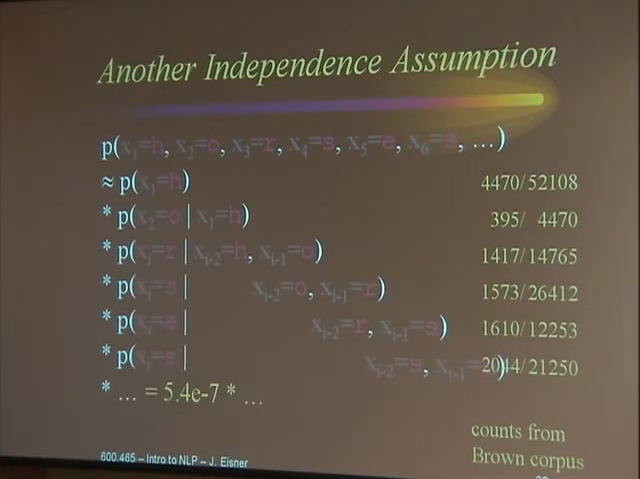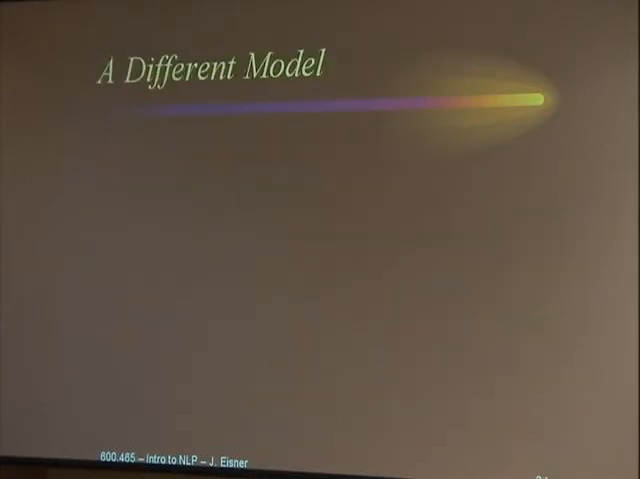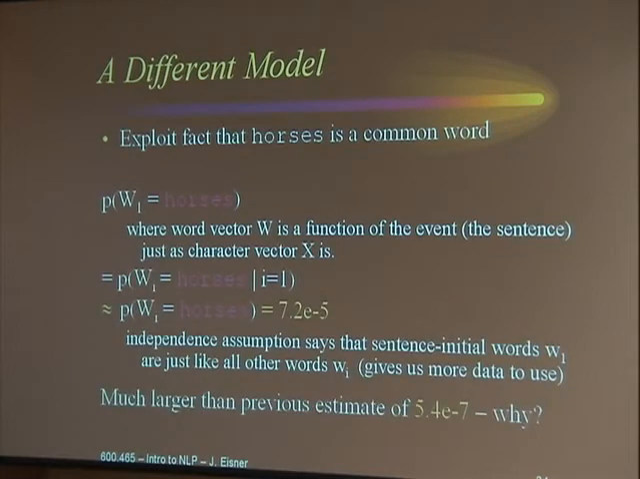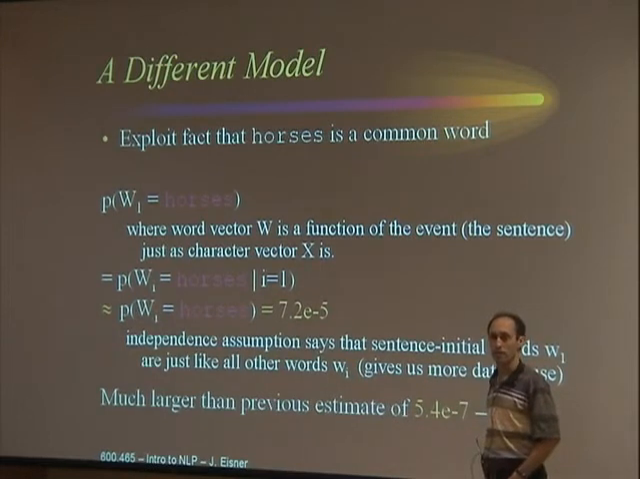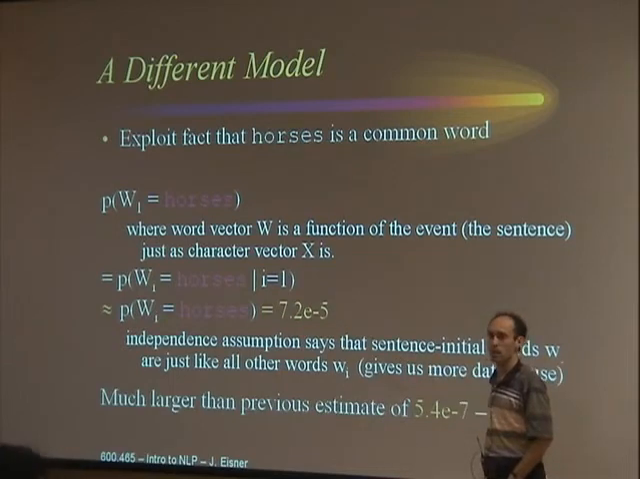There we go. So it was 5.4 times 10 to the minus 7. And here we have more than 100 times more likely than the trigram model thought. Okay? So this is just really a signal that the trigram model is getting something wrong. The trigram model thinks that horses ought to be more than 100 times less frequent than it actually was in the Brown corpus.